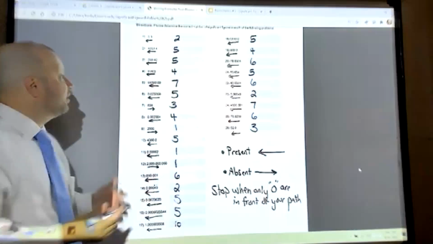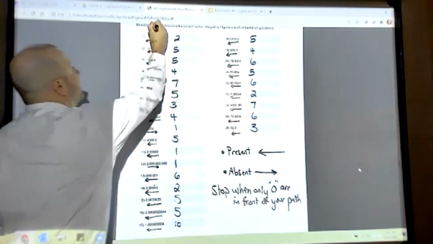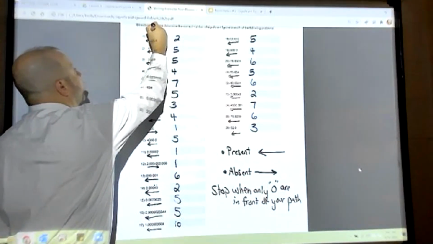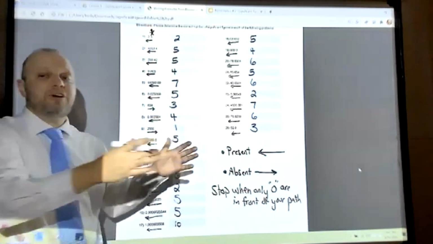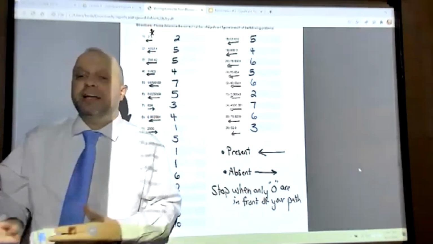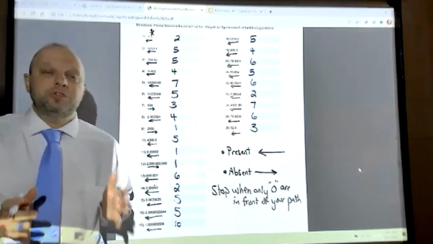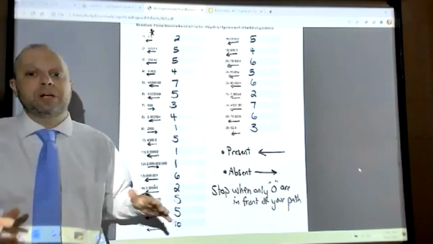So if it helps, picture yourself as like a little character that's walking along this number and you're going in this direction. When everything that's in front of you, depending on whether you're going left or right, is a 0, stop counting and don't count that 0.